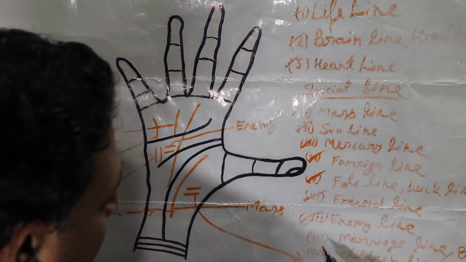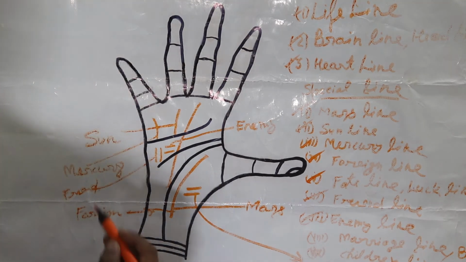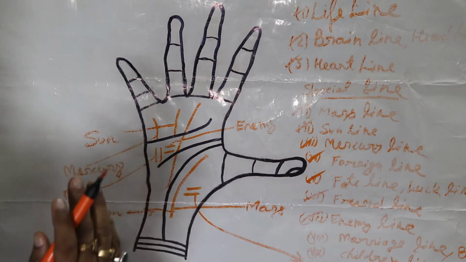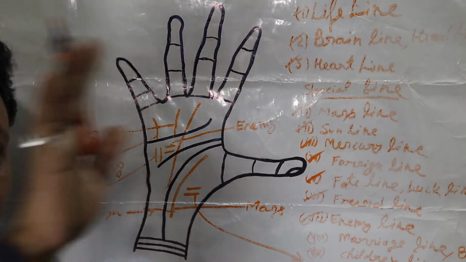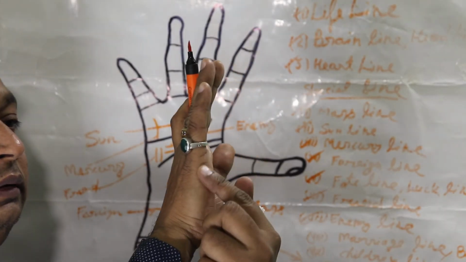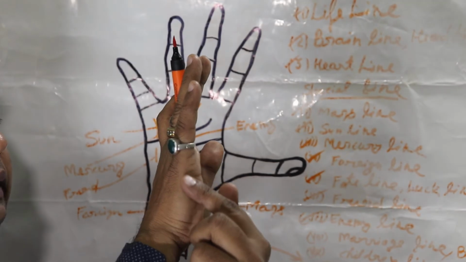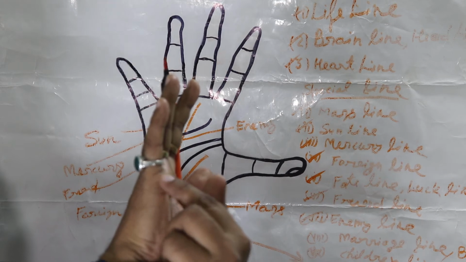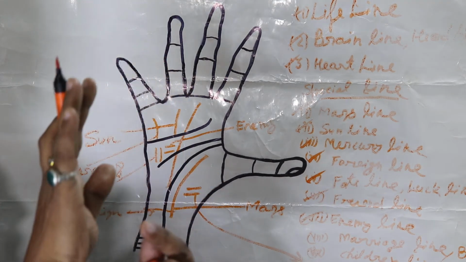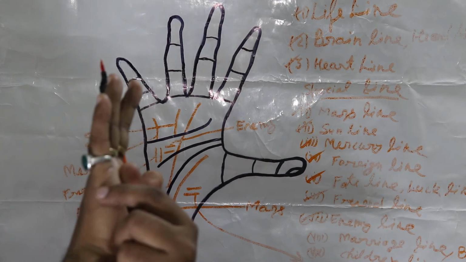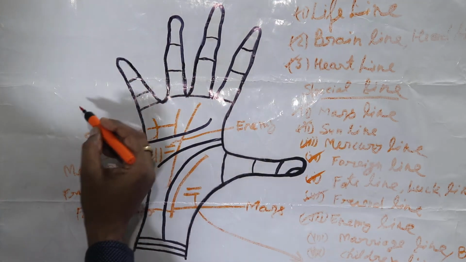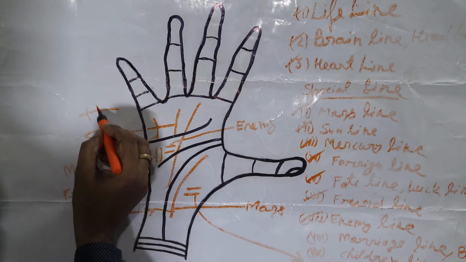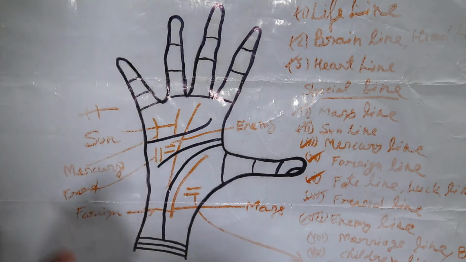And two more lines are there, marriage lines. I did not make pictures here, but I will tell what marriage lines are. Marriage lines are here at the side of the Mercury finger. Those lines are marriage lines. The horizontal line is the marriage line, and vertical lines on marriage lines are children lines.